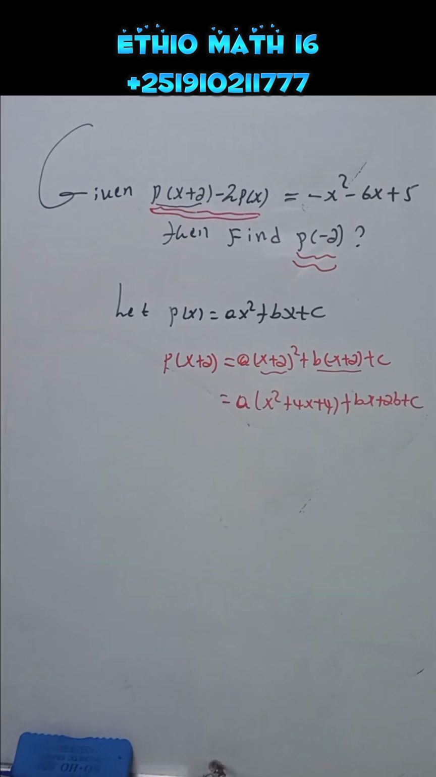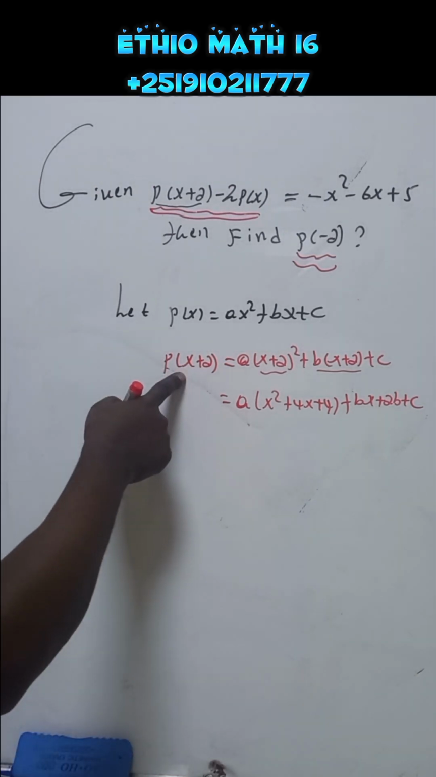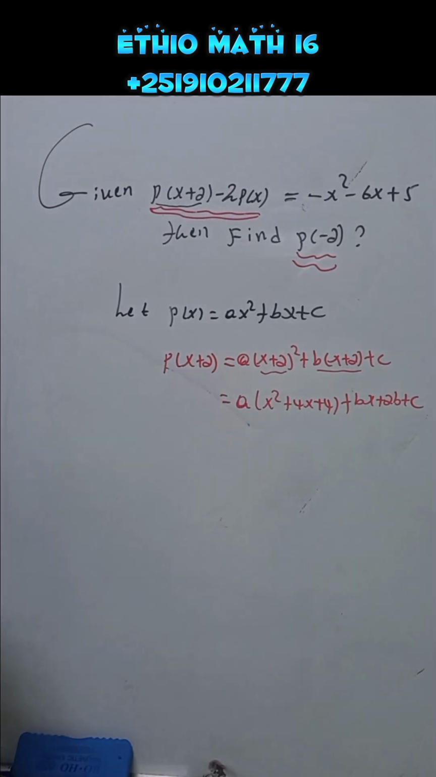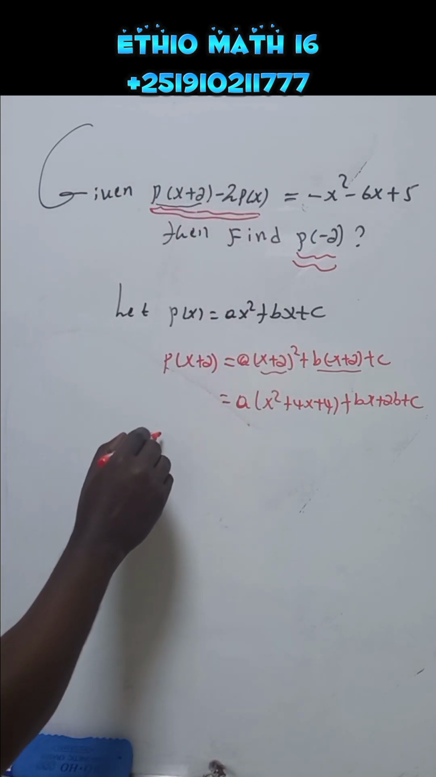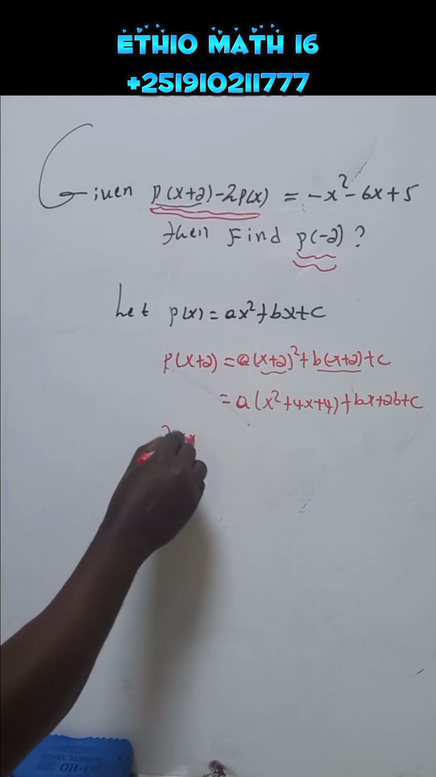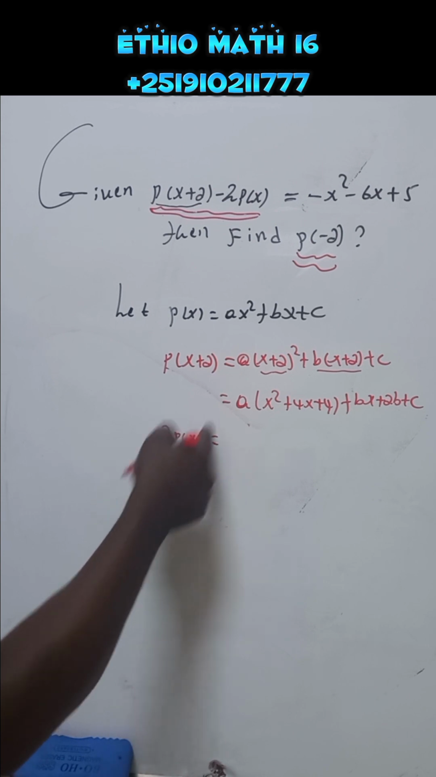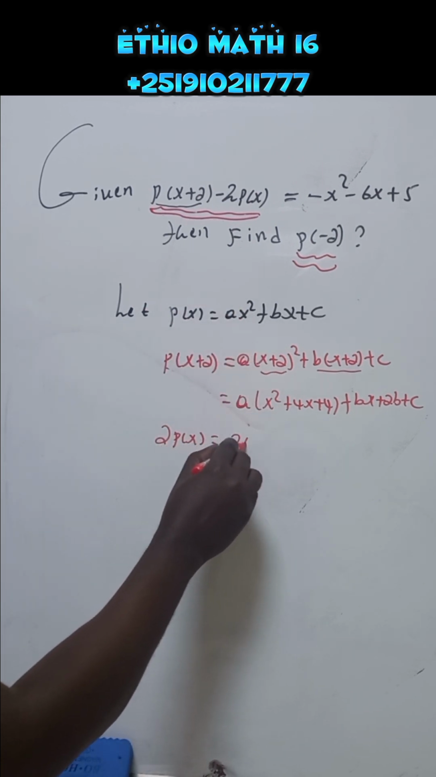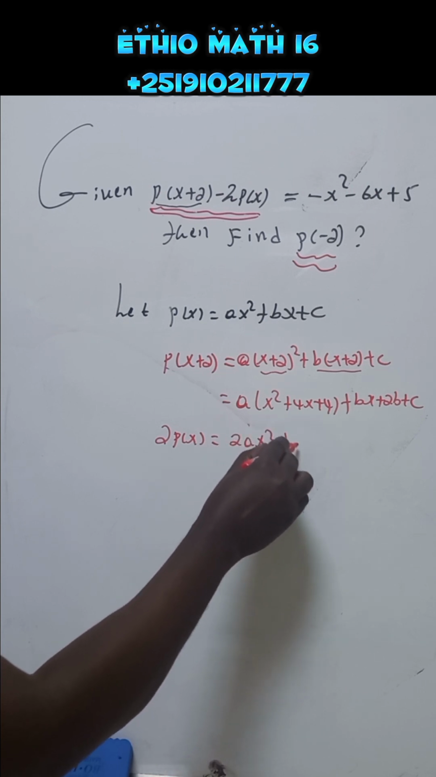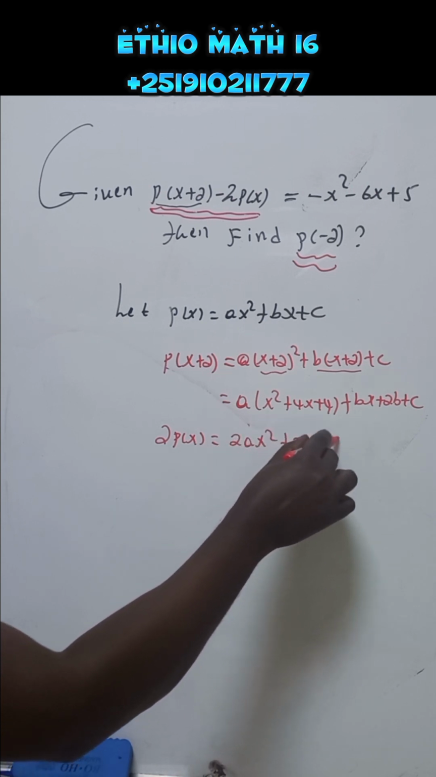Then p of x plus 2 means this one. Again, p of x is this one. So twice of p of x is going to be what? Twice of p of x is again given by, since p of x is this one with an assumption, twice of that means you have to multiply: 2ax squared plus 2bx plus 2c.